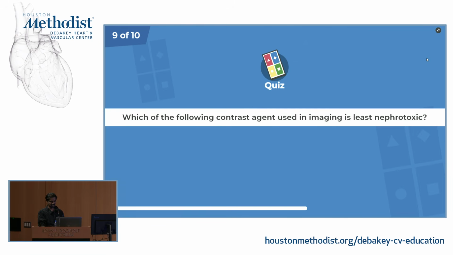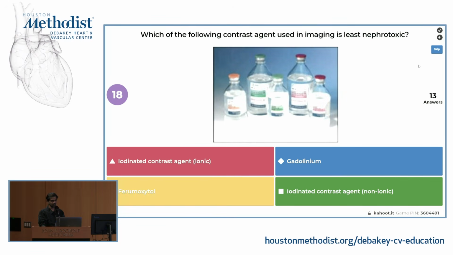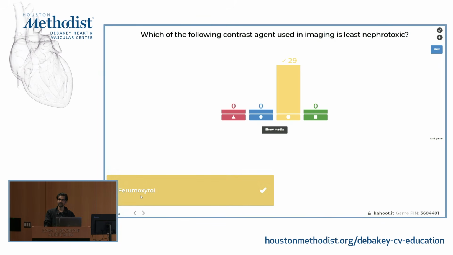Okay, we talked about contrast agent. So even in patients with renal failure, we try to do MRI if we can with iron-based contrast agent. So this is absorbed by the reticuloendothelial system, not through renal.